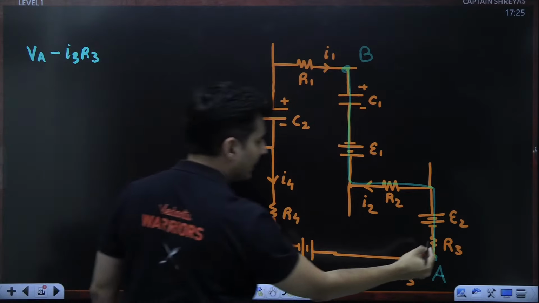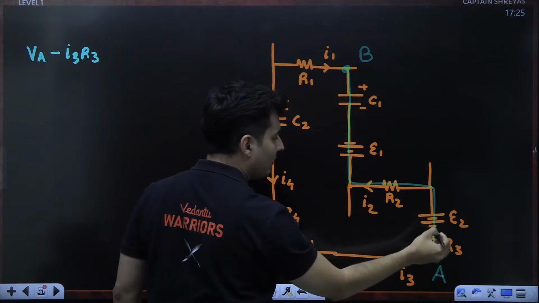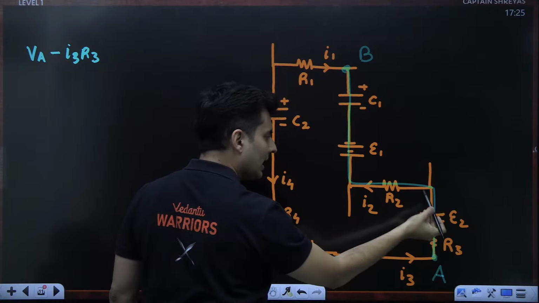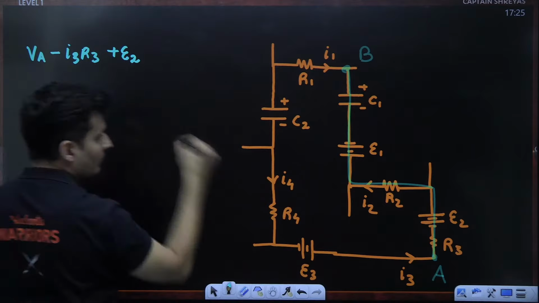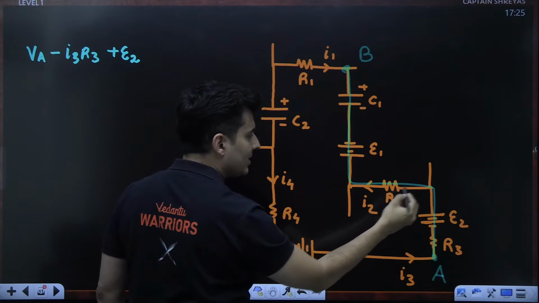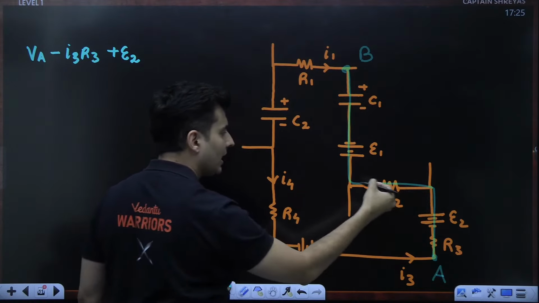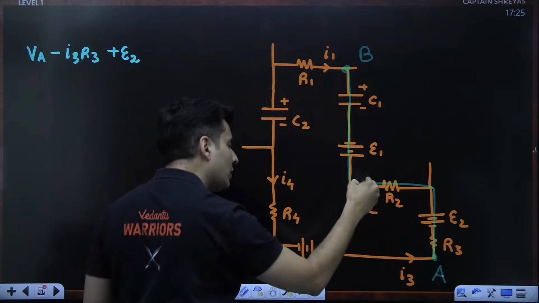That's the first thing that I encounter. Then I encounter a battery from negative to positive. I'm going like this. So there will be a jump, which means plus E2. Then I encounter another resistor. Again, I'm going in the direction of the current, so in the direction of the current, it drops.